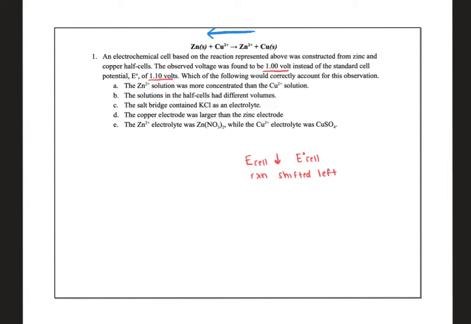The zinc 2+ solution was more concentrated than the copper 2+. So this zinc ion was more concentrated. That is one way for us to get the reaction to shift left. So that's a good option.